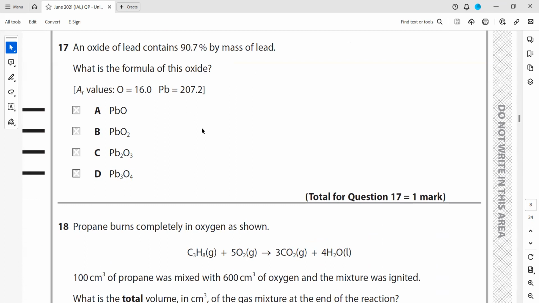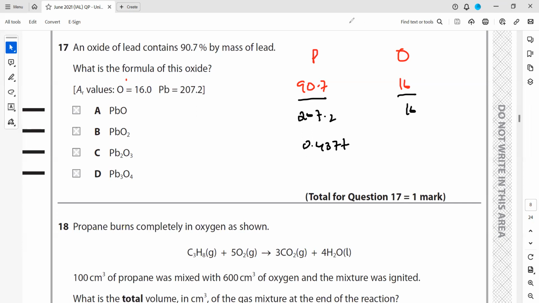An oxide of lead contains 90.7% by mass of lead. What is the formula of lead oxide? So it means we need the empirical formula. We have 90.7 and we have 16. Divide by atomic mass. The first step, it will be 207.2. So 90.7 divided by 207.2, that is 0.437. Write four decimal places.